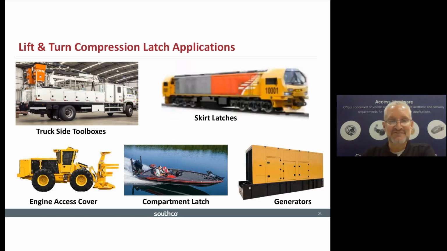Certainly, on the upper left, you see a truck with side toolboxes. In the bottom right, you see generators with access panels. Both those use this kind of latch in a cup. The T-handle, which keeps the outside application looking flush, gives the ability to lift and grasp with a gloved hand and turn to open the latch. Conversely, the engine access cover on the off-highway equipment on the bottom left, or the skirt latches on the train above, are flush latches to maintain the flush exterior aesthetic of those applications and not catch on things that they might pass by in their use.